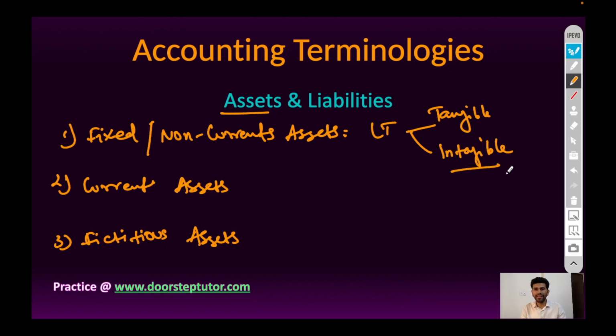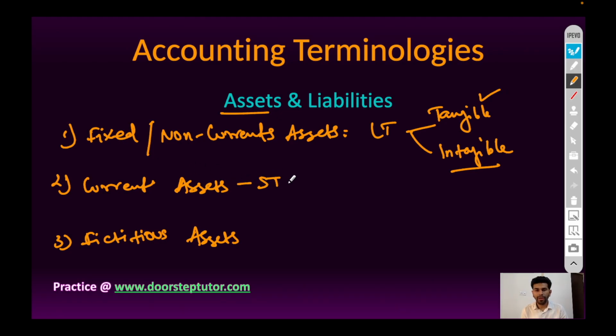Assets which can be seen or touched is called as tangible assets, and those assets which cannot be seen or touched are intangible assets. For example, land and building, plant and machinery, furniture are tangible fixed assets, and goodwill, patents, trademark, copyrights are intangible fixed assets.